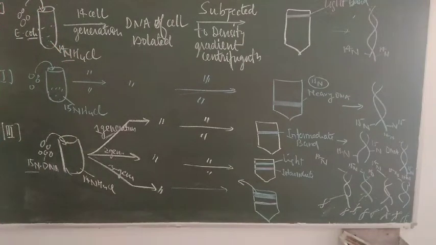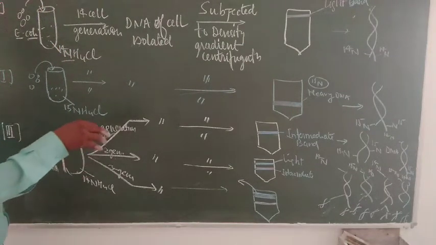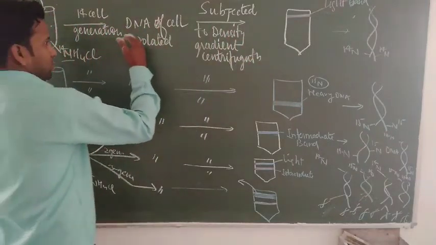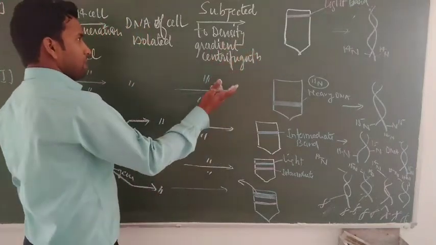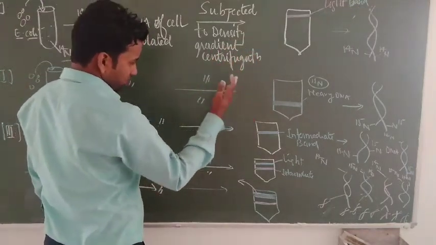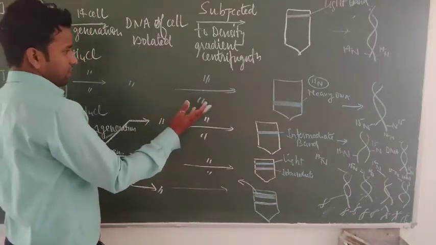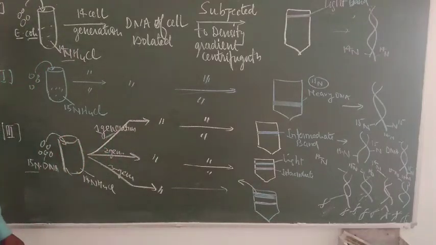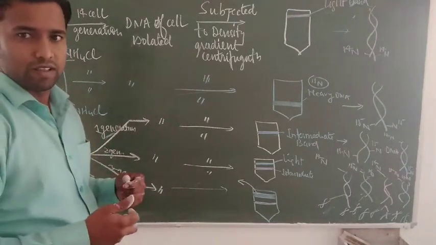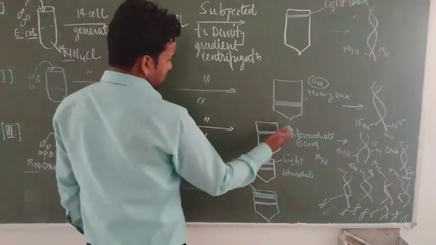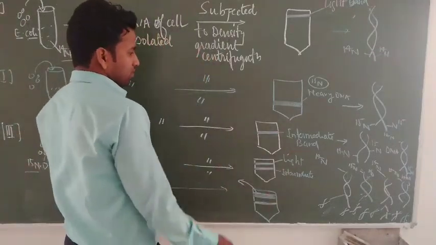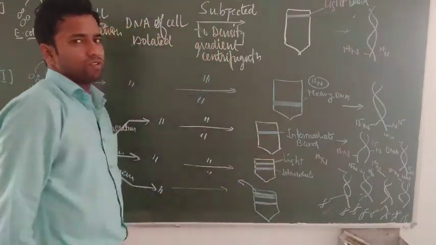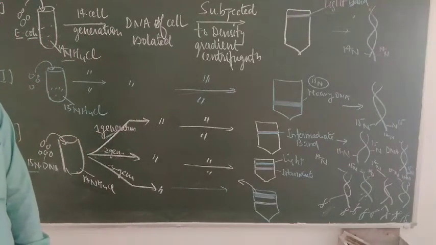This indicates the presence of light band after many cell generations. Here this is also heavy band, they labeled with heavy, then it appears. But in the third experiment, after 1 cell, 2 cell and 3 cell generations, they cultured 3 times, 4 times, and they form this type of strand constantly. So this experiment clearly proves that one parent copy is conserved.